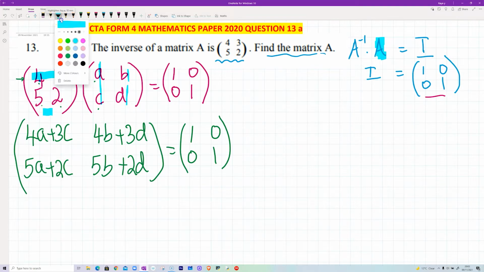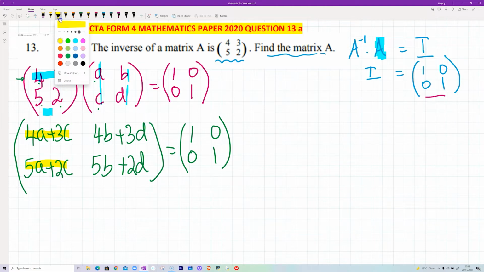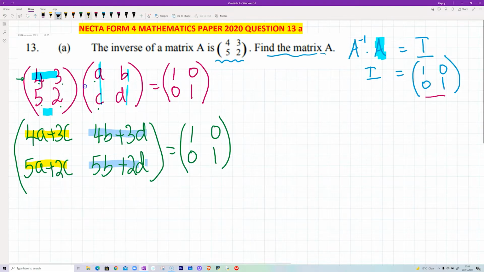I can use the ones with A's and C's, these two, in order to find A and C. And then I'm going to use these two in order to find B and D. So let's go ahead and find them. We'll start with A and C.